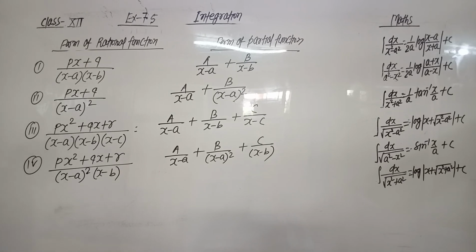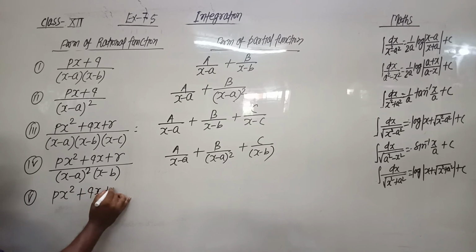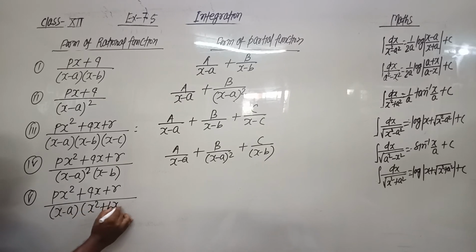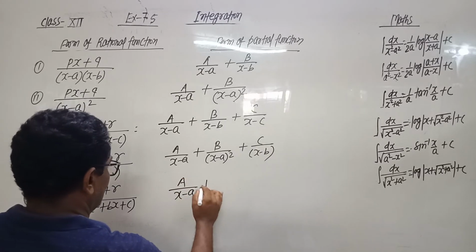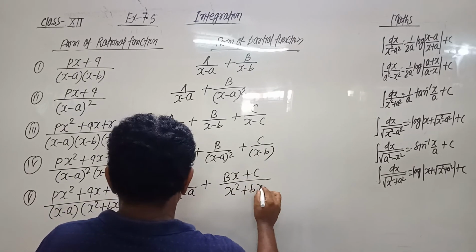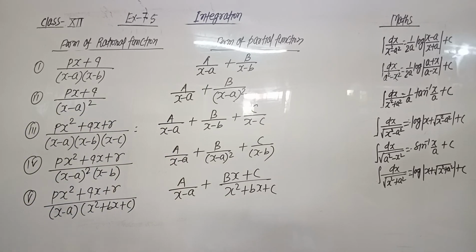Now if the numerator is quadratic px square plus qx plus r and the denominator is the combination of a linear and a quadratic factor, x minus a and x square plus bx plus c, then we write this equal to A upon x minus a plus Bx plus C upon x square plus bx plus c. And after solving, we get the values of A, B, C, then put the values of A, B, C and integrate the expression.